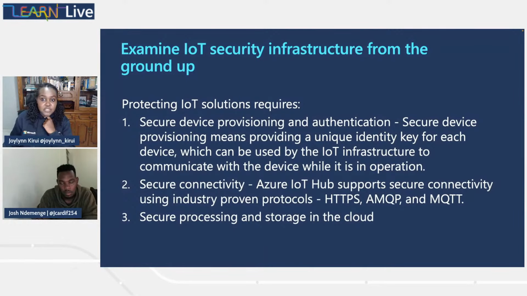So we need to know how to protect these IoT solutions. And to protect the IoT solutions, you need to secure your device provisioning and authentication. We mentioned this earlier during the recommendations. You also need to secure connectivity. Make sure that Azure IoT Hub supports secure connectivity with proven protocols. And you also need to secure processing and storage in the cloud.